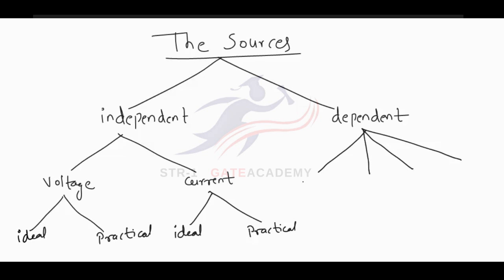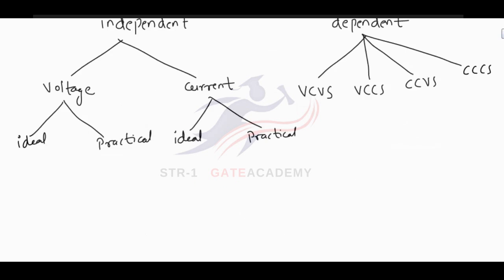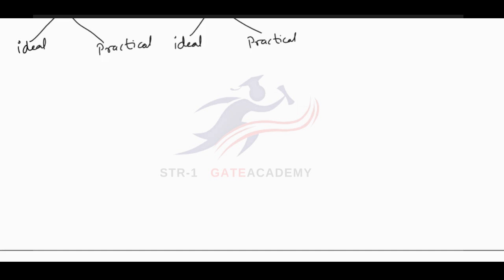Now, dependent sources are basically of four types. They are voltage controlled voltage source, voltage controlled current source, current controlled voltage source, and current controlled current source. Now, we have to go through all these sources one by one. I'll start with the independent source first, and in that I'll consider the ideal voltage source first. So let me consider ideal voltage source.